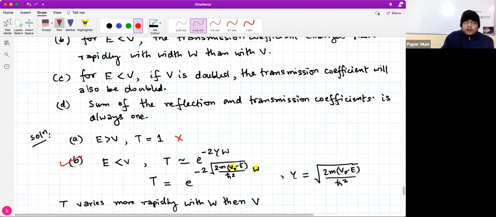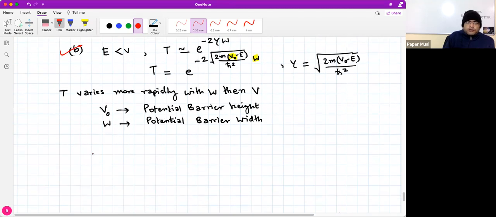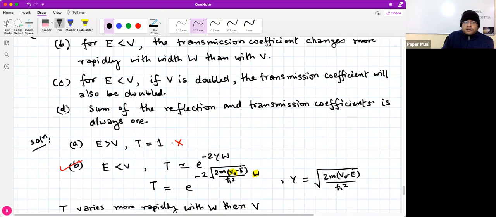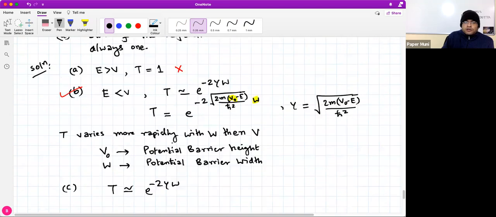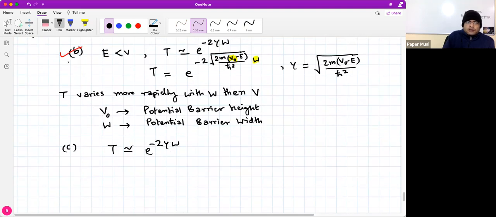And let's see what is given to us. For E less than V naught, if V naught is doubled, the transmission coefficient will also be doubled. So this is not correct, right? Because if you see this approximation of the transmission coefficient which we discussed right now, if we double V naught, the transmission coefficient is not directly proportional. The proportionality is not in that manner.